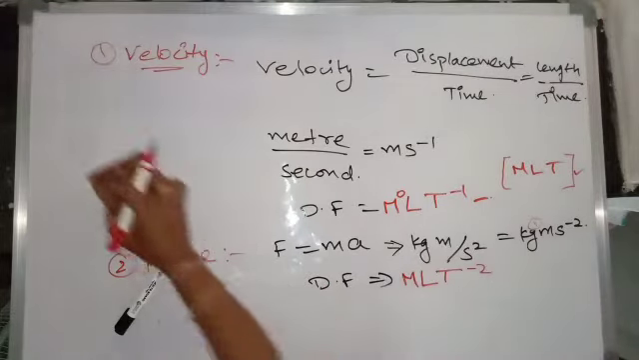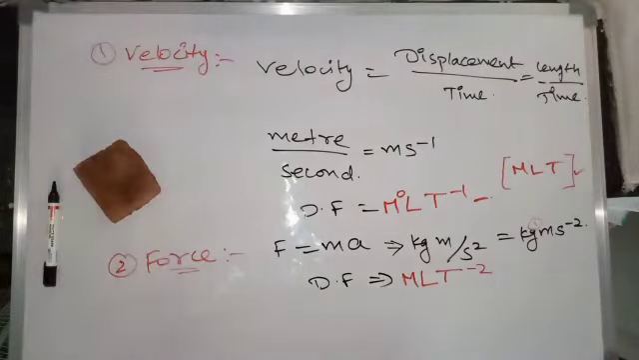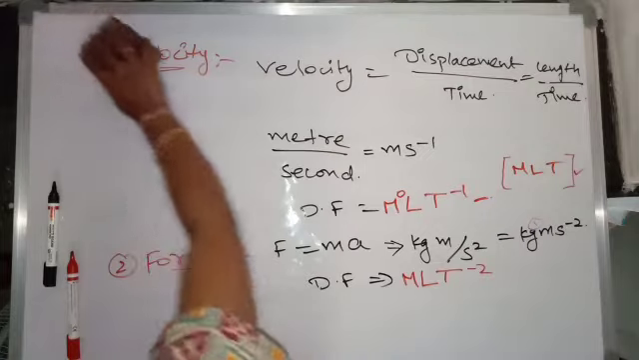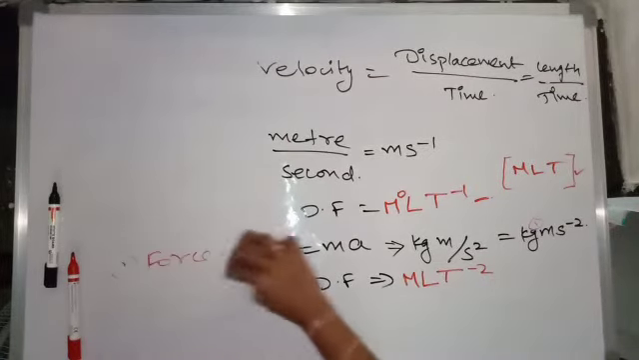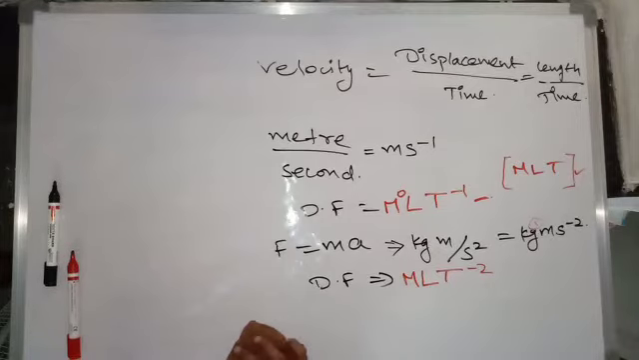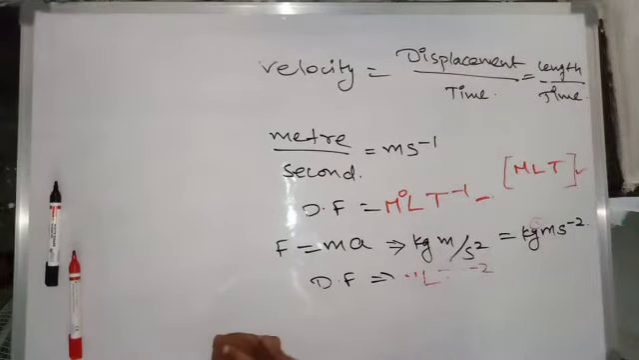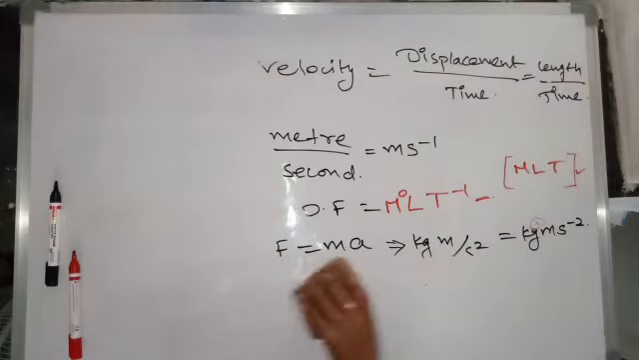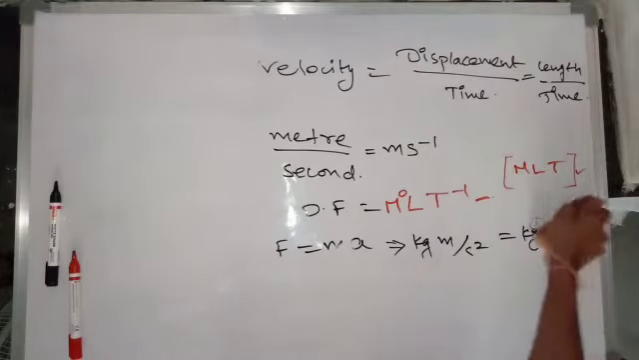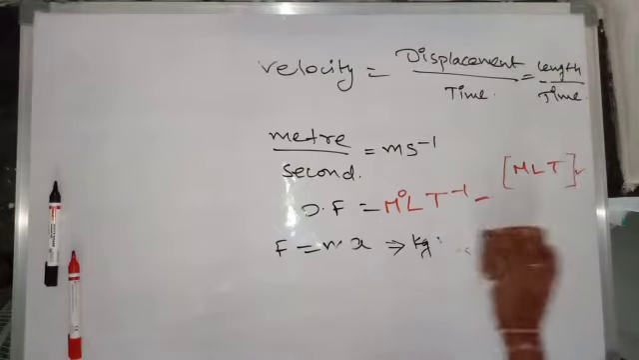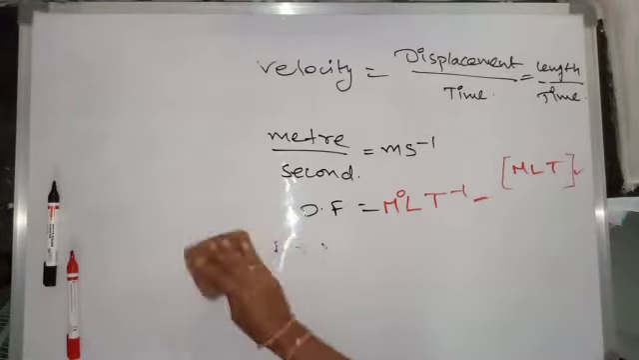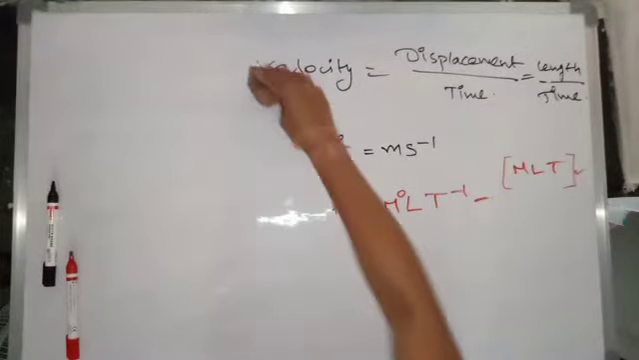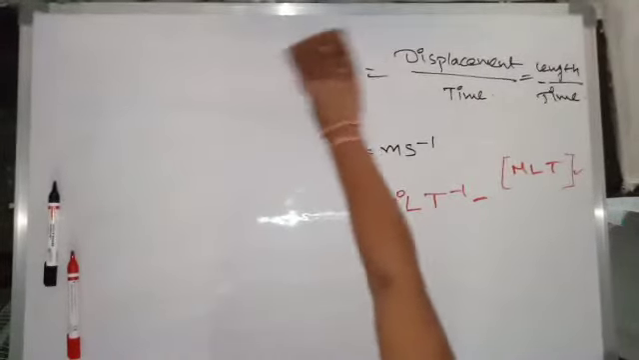I will give a few more examples. I will explain dimensional formulas for a few physical quantities. You just copy these by pausing the video. These are the dimensional formulas for velocity and force. Here we are using mass, length and time, the fundamental physical quantities. Using these fundamental physical quantities, we are deriving the dimensional formulas for derived physical quantities, for derived physical quantities only.